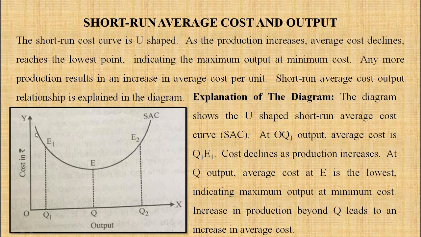The diagram shows the U-shaped short run average cost curve SAC. At OQ1 output, average cost is Q1E1. Cost declines as the production increases. At Q, the average cost is lowest at E, indicating maximum output at minimum cost. Increase in production beyond Q leads to increase in the average cost. This is about the short run average cost and output.